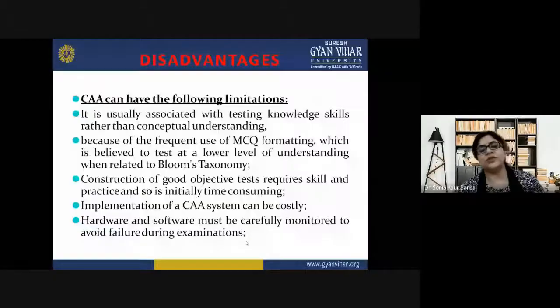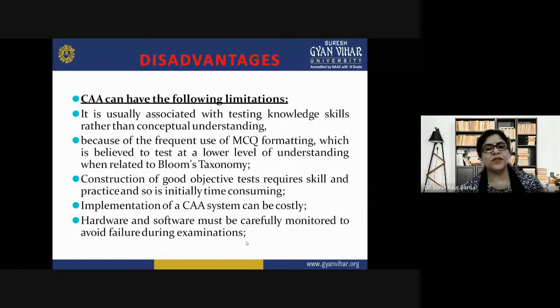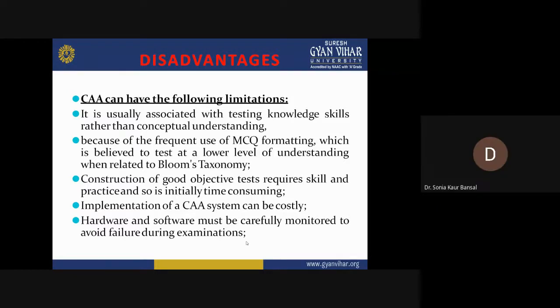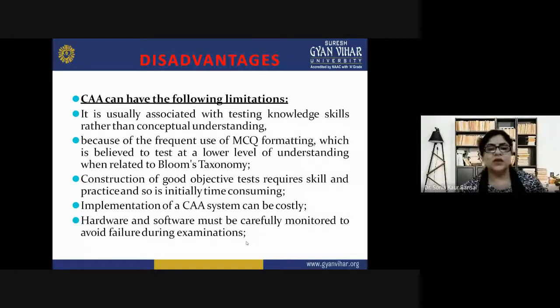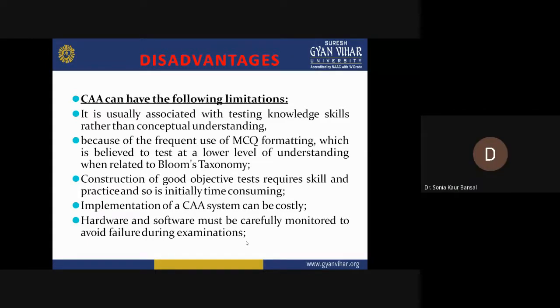But CAA also has its disadvantages for students. So let's understand how it can harm the assessment process. It is usually associated with testing knowledge skills rather than conceptual understanding. So basically it is related to skills only, not conceptual understanding, because of the frequent use of MCQ formatting, which is believed to test a lower level of understanding related to Bloom's taxonomy.